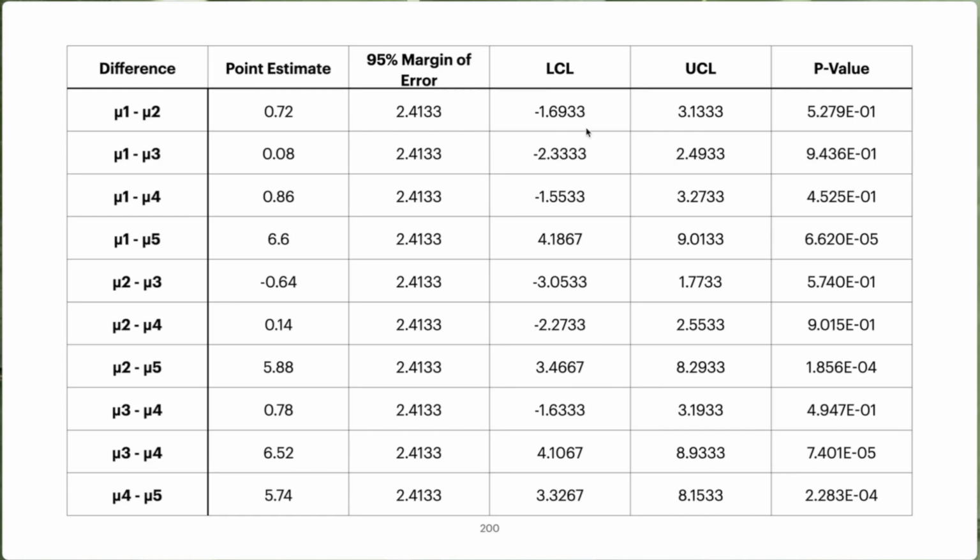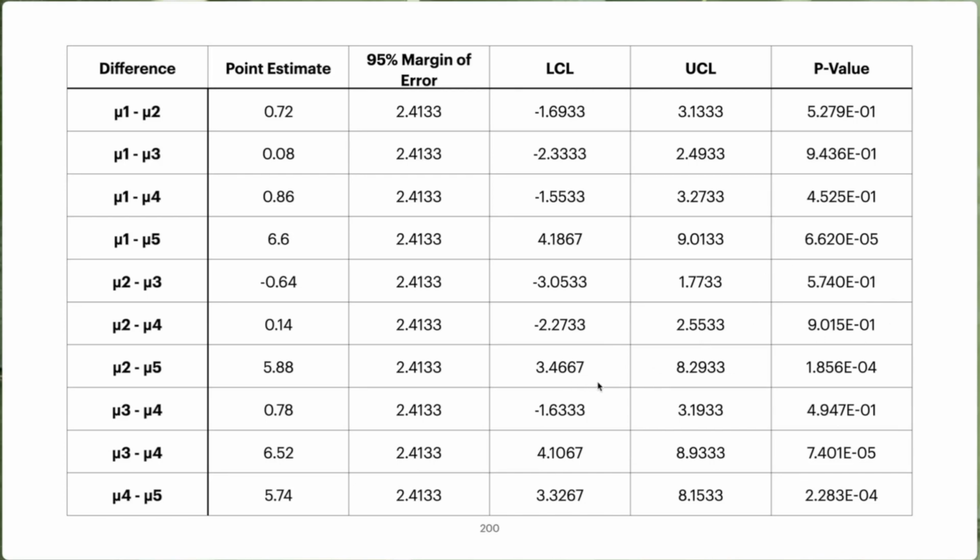You can see here that the confidence interval does not include 0 if and only if the p-value is less than or equal to 0.05. For example, these p-values are not less than or equal to 0.05. But this one is, it's very small, and this confidence interval does not include 0. Then we look at the next two rows, and this interval contains 0, as does this one, and correspondingly, these p-values are not less than or equal to 0.05.